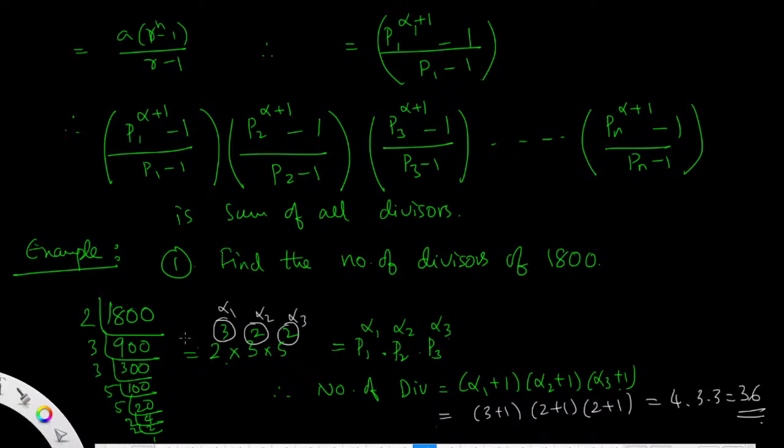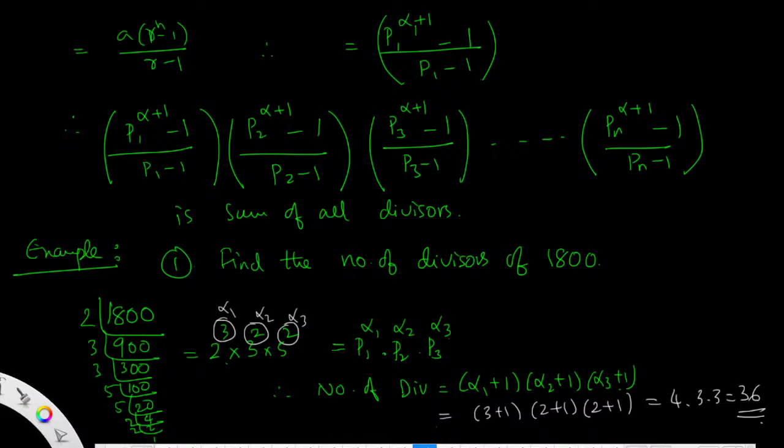These are childhood level problems. For 1800, we make the prime factorization, always P1, P2, P3 up to PR, all by the prime factorization method. That is why we write the product of alpha 1 plus 1, alpha 2 plus 1, alpha 3 plus 1. Okay, the same thing goes to the second example.